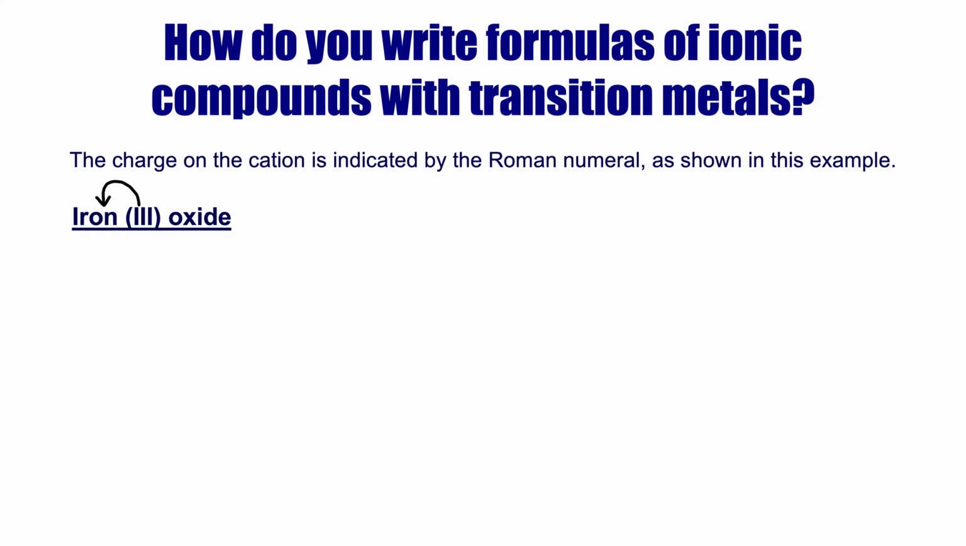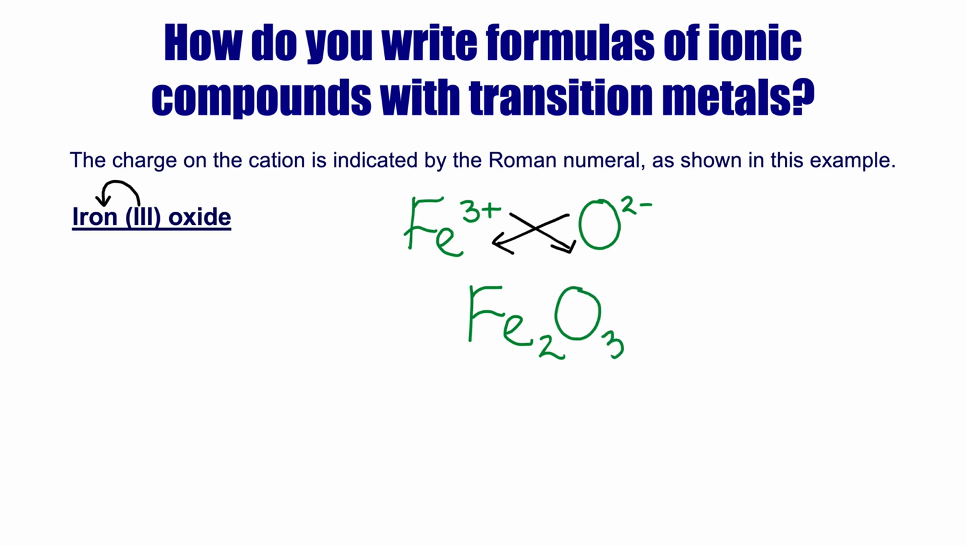So when I go to do the formula, I'm still going to place the cation on the left. That's going to be iron with a charge of positive 3. I know it's positive 3 because of the Roman numeral. Oxide is still that anion form of oxygen that's taking on a charge of negative 2. I do the crisscrossing. I figure out that iron needs a subscript of 2 next to it in the formula unit, and oxygen needs a subscript of 3.